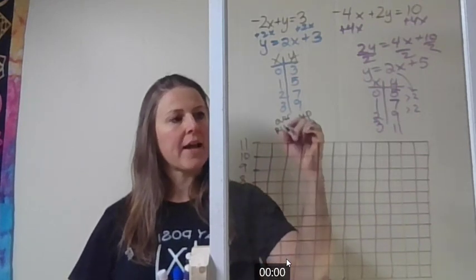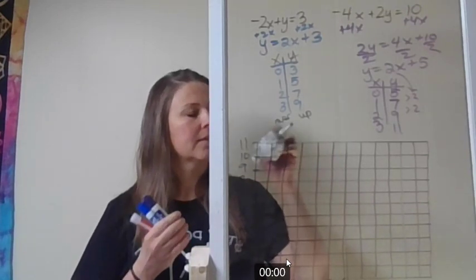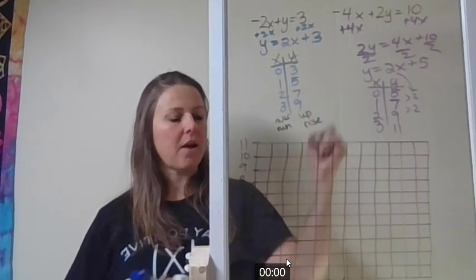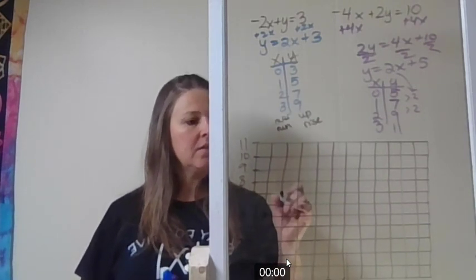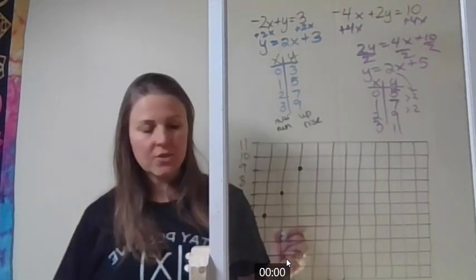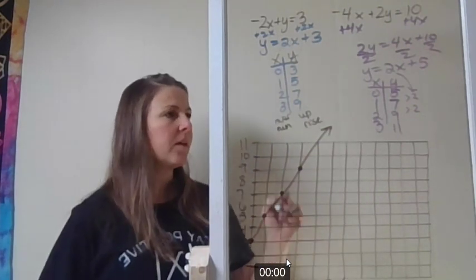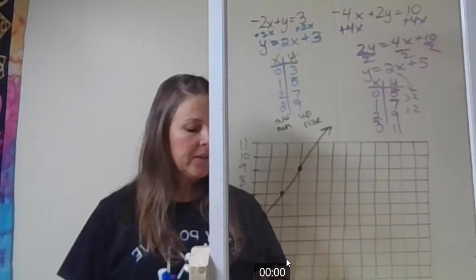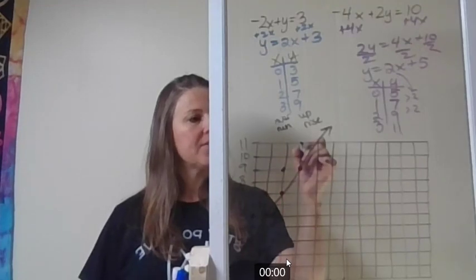This is also known as the run, and this as the rise. So over 1, up 5, over 2, up 7, and over 3, up 9. Go ahead and connect the dots. There's no story problem saying that we can't, drawing a straight line. And we're looking for where these cross. We're looking for the solution to the system. So right here, 0 gives 5, 1 gives 7, 2 gives 9, 3 gives 11.